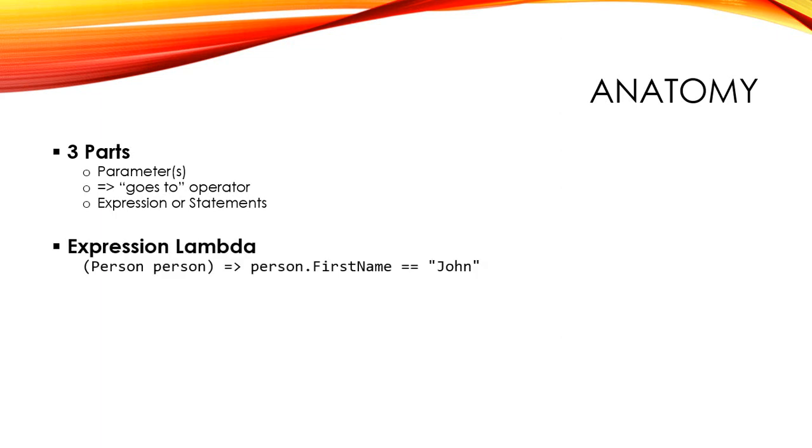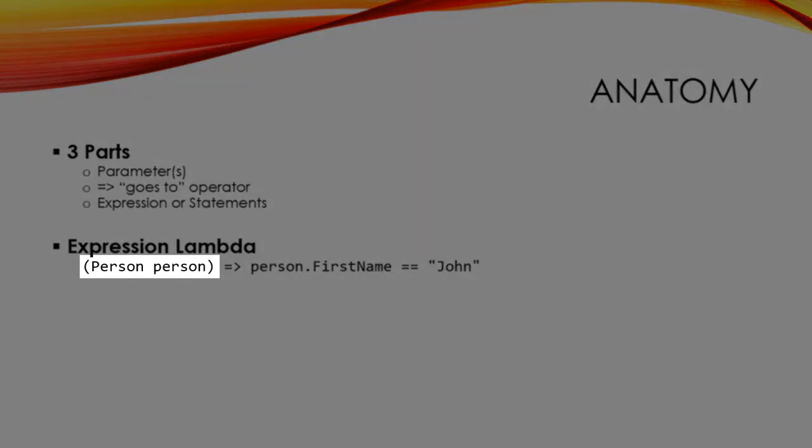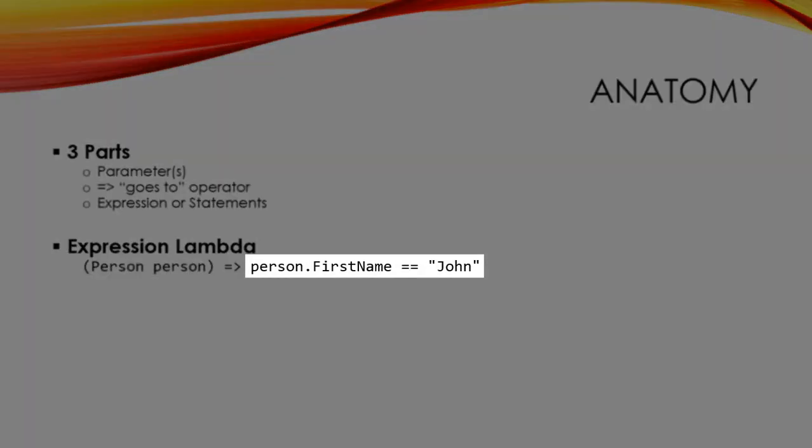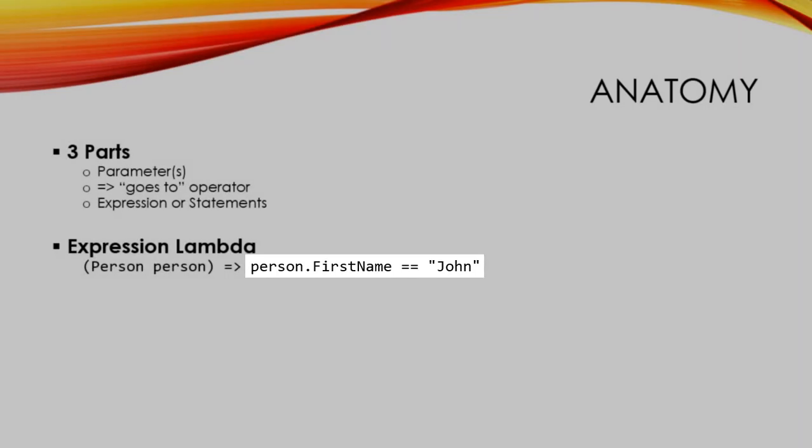Here's an example of an expression lambda. And we can see we have a parameter of type Person that's also called person. Then we have the goes to operator. And then we have an expression that will evaluate to either true or false in this case.